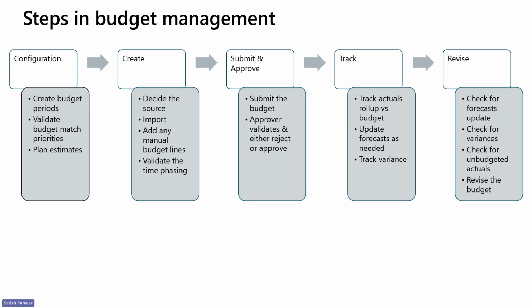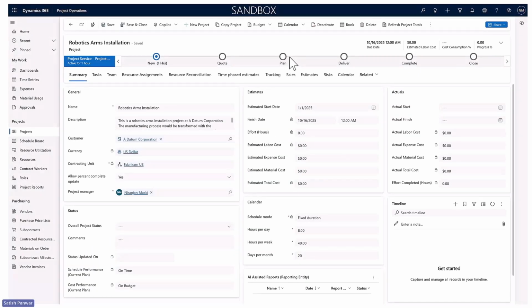At the same time, you can also revise the budget, check for variances, and if there are any actuals which did not match to your budget line, you can use them to create a budget as well. These are the different steps. We'll run to the demo. The demo covers all these steps in detail, and we'll hear that. Yeah. With that, let's get into the demo.